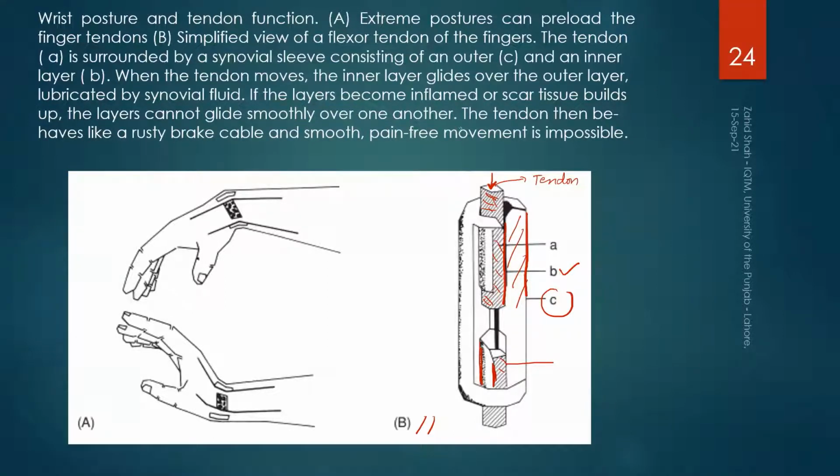I hope you can visualize that this inner layer glides over the outer layer, that is the C. And between these two layers, there is lubrication provided by the synovial fluid. Now, if the layers become inflamed or scar tissue builds up, the layers cannot glide smoothly over one another. The tendon then behaves like a rusty brake cable, and smooth, pain-free movement is impossible. So if you are having swelling of the tendon sheath at the wrist, then it is very difficult to move your hand in different directions.